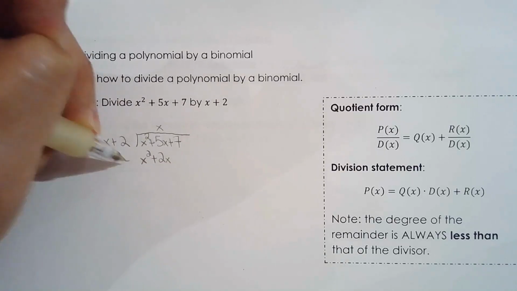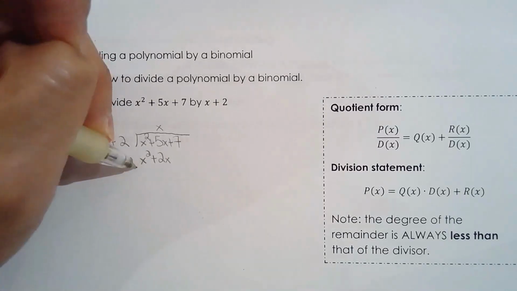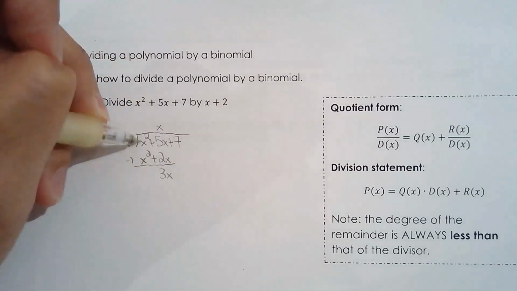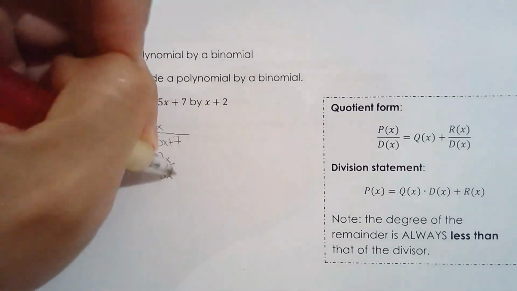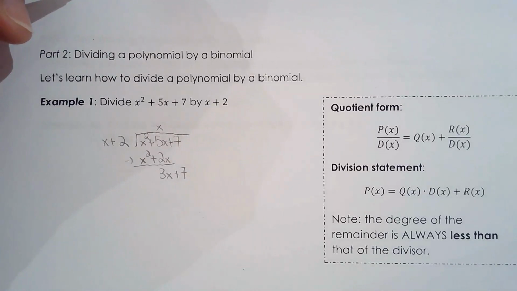And then I'm going to subtract, just like before. And I put a bracket here just so I don't confuse this as the coefficient of the x squared term. Okay? So 5x minus 2x is 3x. This is 0. Has to be 0 here. Okay? Otherwise, you didn't do it correctly. And you bring down the next term, just very similar to what you did with long division of real numbers.